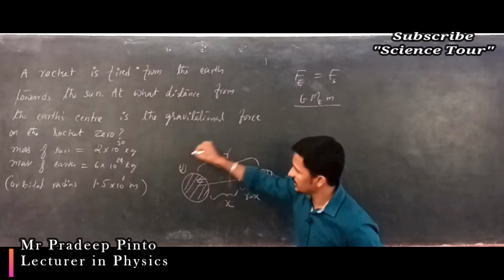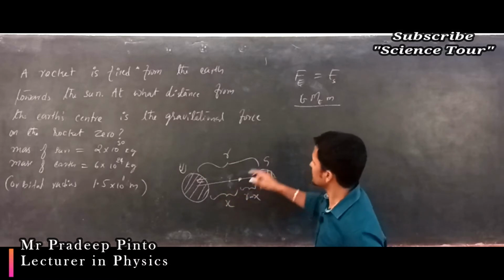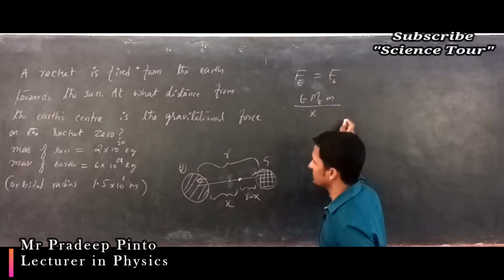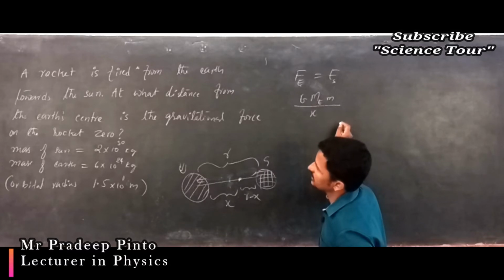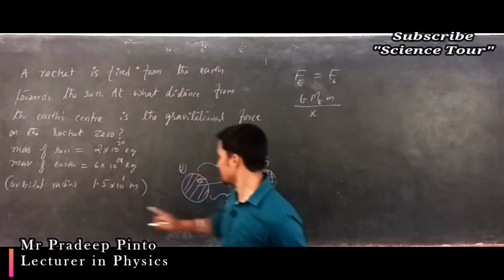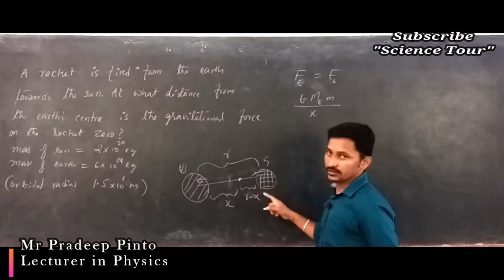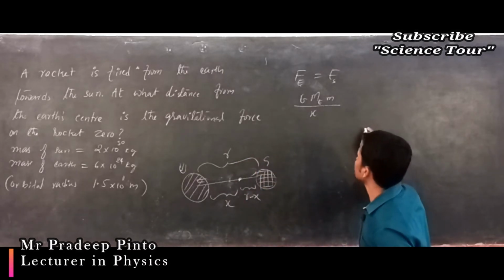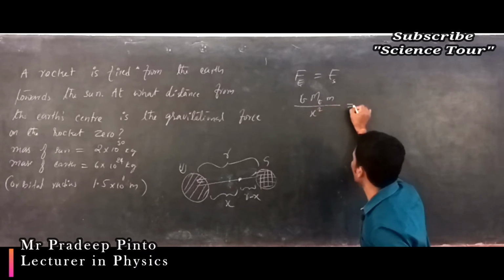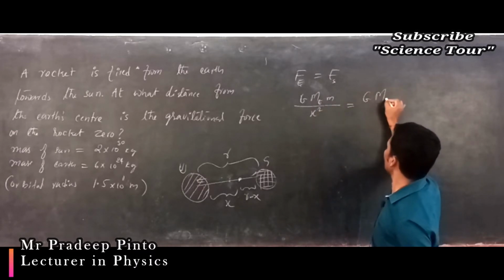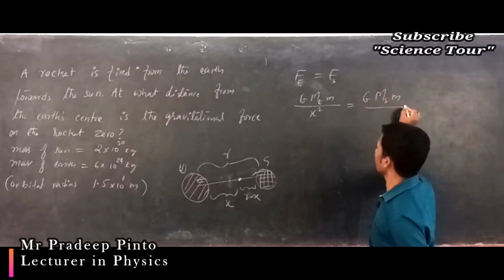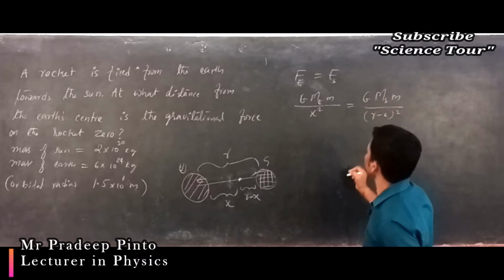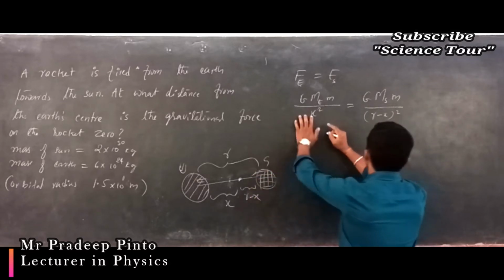Say this is earth, this is sun, and I am going to take the distance as x from the earth. What is the distance from the earth center? Earth center only you have to take. You are not supposed to take x here, because they have asked from the earth center itself. That is x square, which is equal to G into mass of sun and mass of the rocket over r minus x whole square. Now I have to find x.